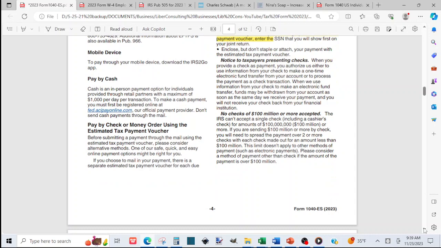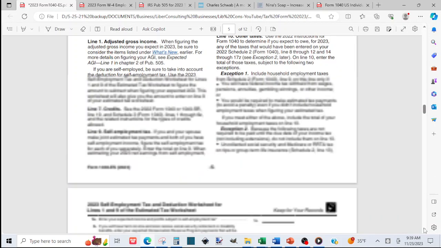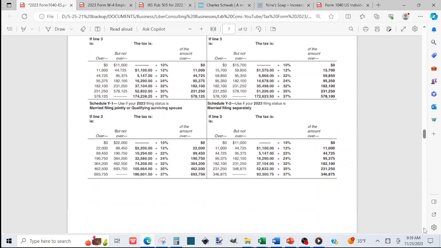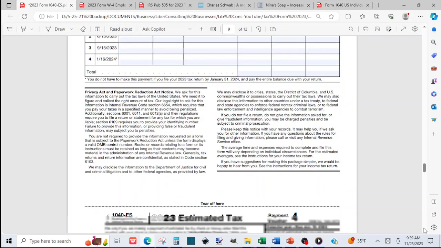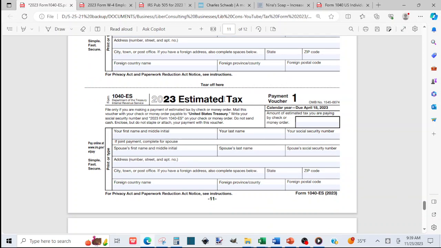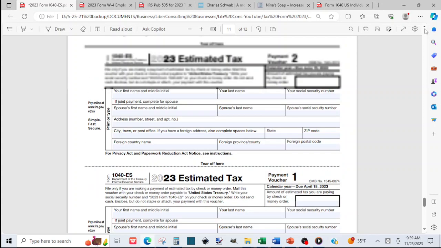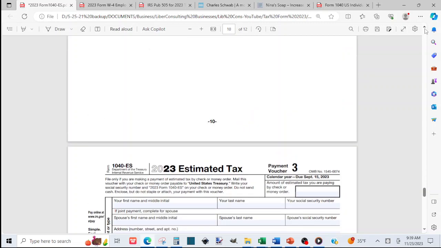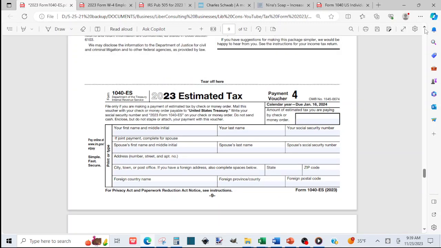And you print the voucher, and the voucher is at the end of the Form 1040-ES. And you use the right voucher depending on what quarter you are paying for. So if you are paying everything all at once, you are going to pay by April 15, you use voucher 1 and you make the full payment for the year. But if you are going to make quarterly payments, then for the first quarter payment, you use voucher 1, and then the second voucher for the second payment, the third payment, and then the last payment.